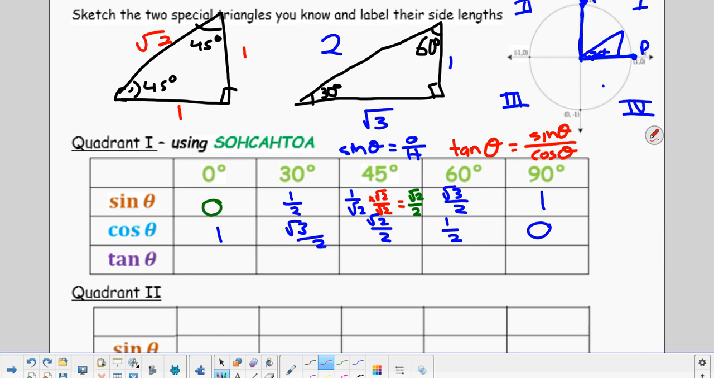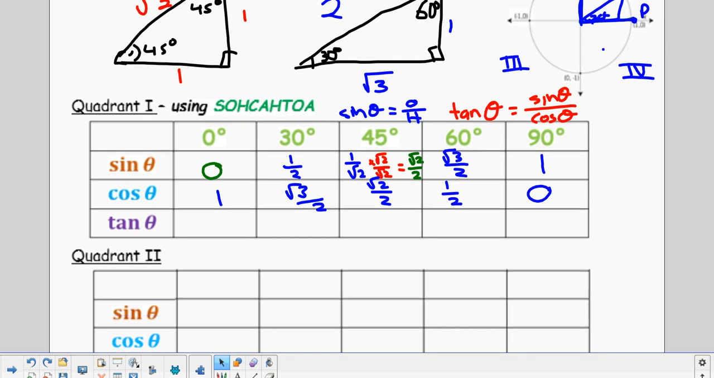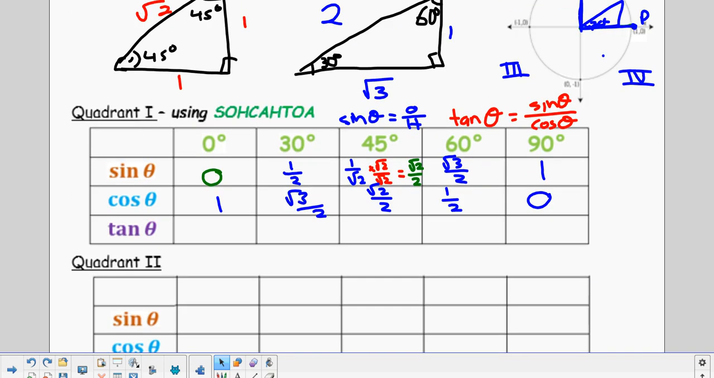Good guess, 0 divided by 1. 0, yeah. But it's good that you're thinking about that.